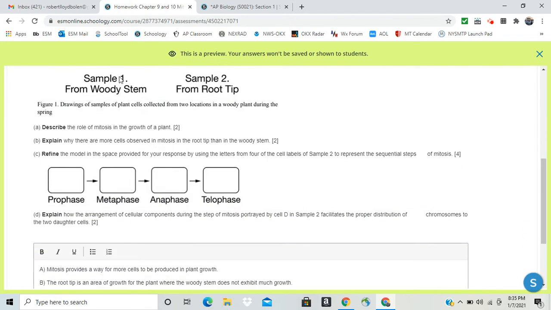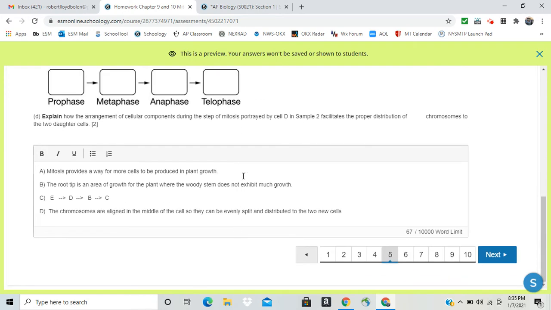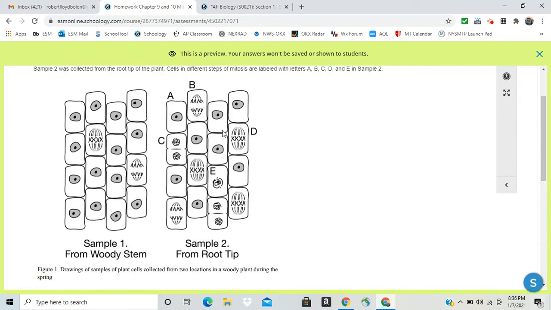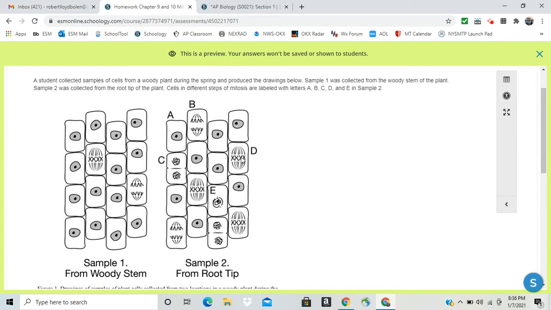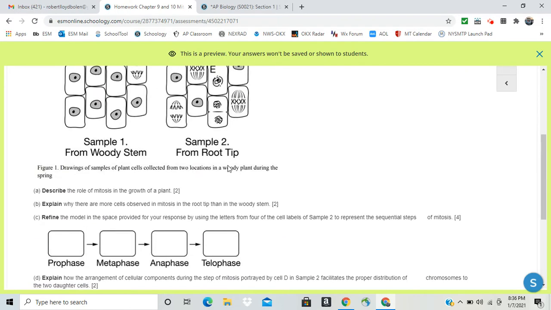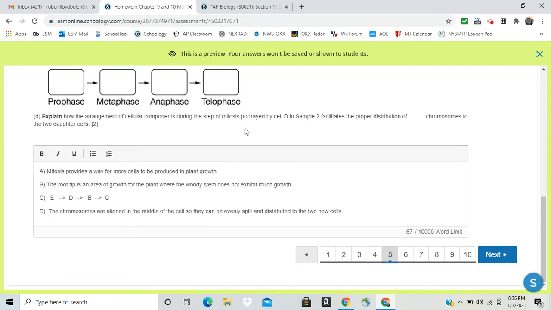And then the last question says, explain how the arrangement of the cellular components during the step of mitosis portrayed by cell D in sample 2 facilitates the proper distribution of chromosomes to the two daughter cells. Well, look at D, chromosomes are in the middle. What's going to happen? Those chromosomes are going to get pulled apart. So those chromosomes are aligned in the middle of the cell so they can be evenly split and distributed to the new cells. Okay, those are your correct answers.